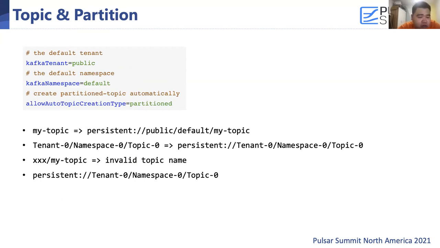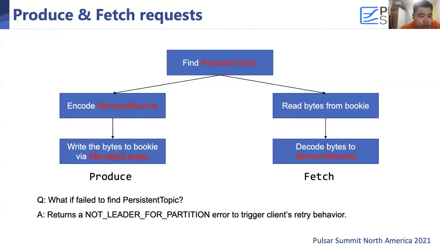The default tenant is public and the default namespace is default. So assuming there is a Kafka topic named my-topic, it will be mapped to persistent://public/default/my-topic. Here are the remaining cases: you can specify another tenant or namespace, so you can use Pulsar's multi-tenancy.